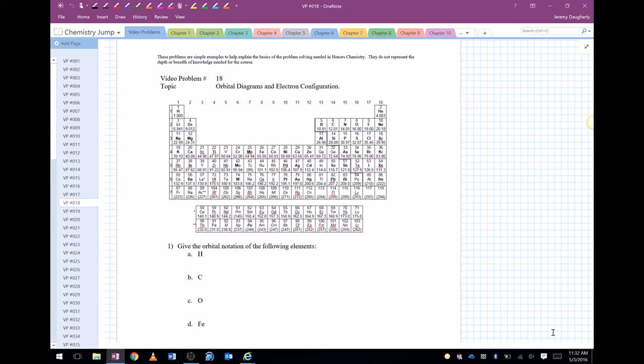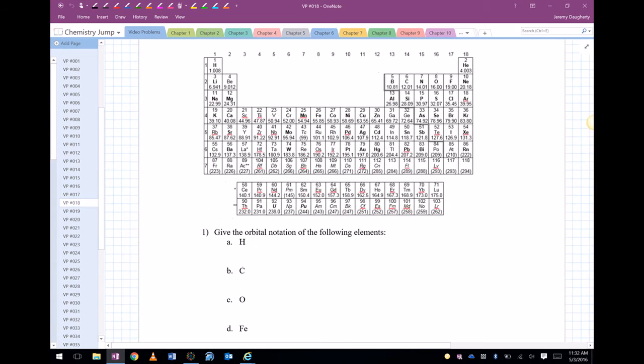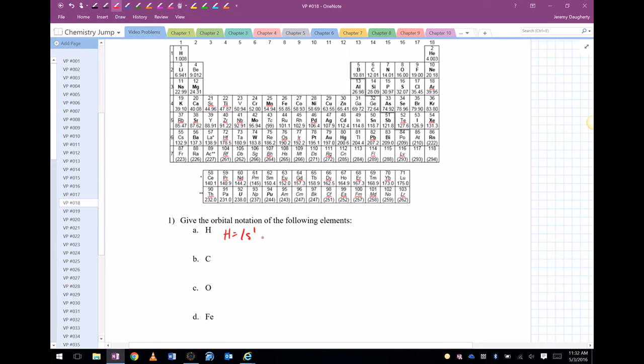Okay, video problem 18, orbital diagrams and electron configuration. Here we actually get into orbital notation. What I'll do first is write the electron configuration, and then I'll show you the orbital notation of that electron configuration. So give the orbital notation of the following elements. Like I said, first I'm going to do the electron configuration. So hydrogen is 1s1. Now the orbital notation looks like this.